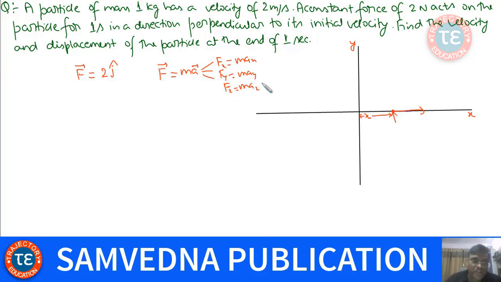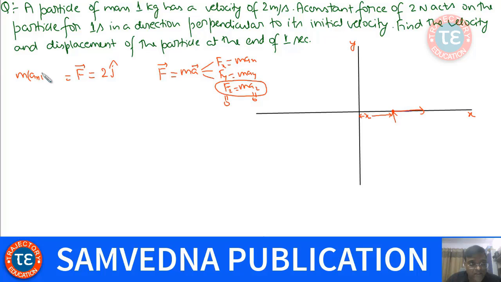This converts to Fx equals m ax, Fy equals m ay, Fz equals m az. But since it is a two-dimensional problem, Fz is also 0 and az is also 0. This is not useful for you. So what do you find from here? If the force is acting in y direction, it will only change the velocity in y direction. It will not affect the motion in x direction. It will not affect the velocity of the body in x direction.